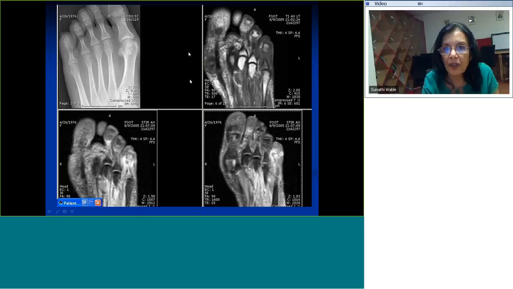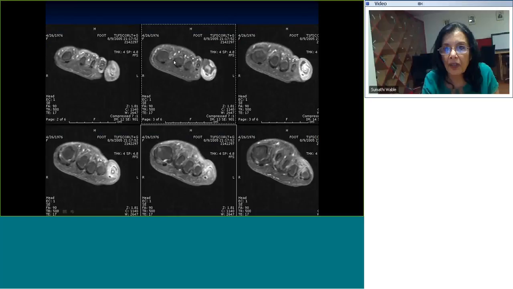Once again, very important to have small field of view signal rich images in order to evaluate these small areas, and also in order to give accurate diagnosis. These are contrast enhanced images of the same patient. As you can see, quite extensive enhancement of the involved fifth toe.